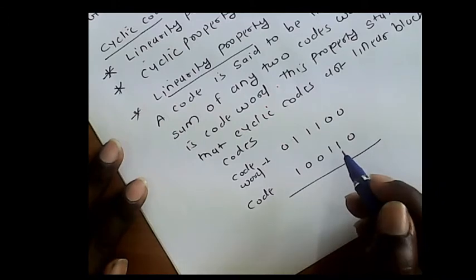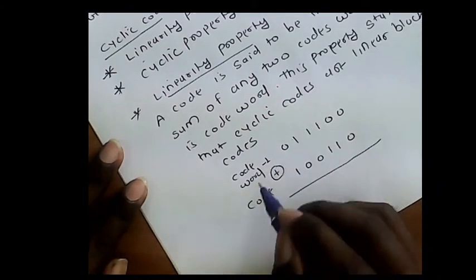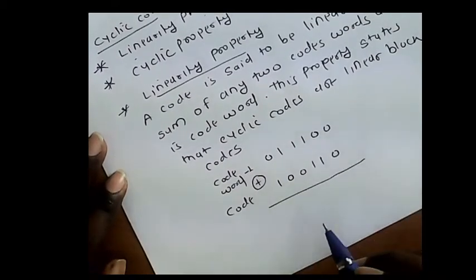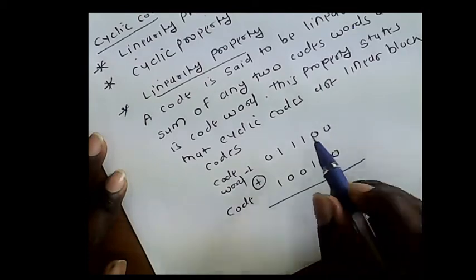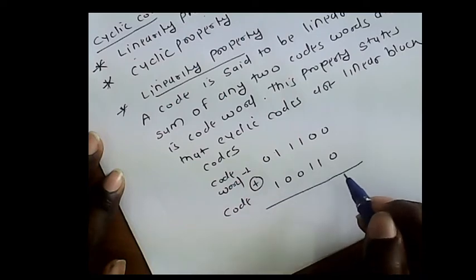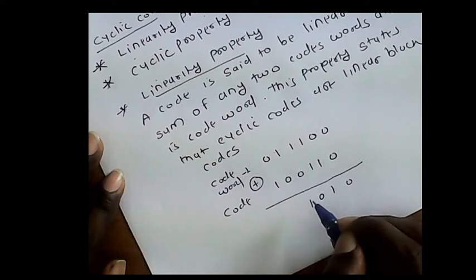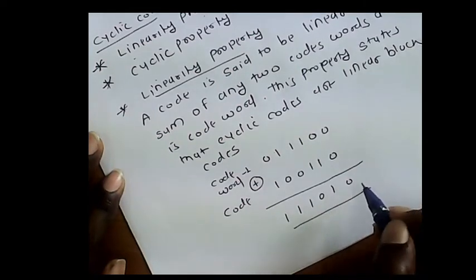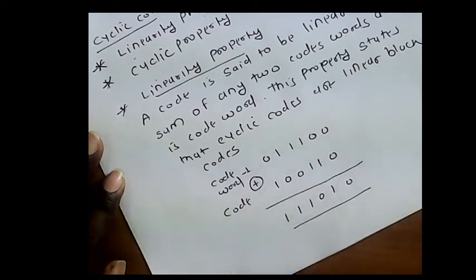If we perform the addition between the two code words by arithmetic modulo 2 operation, that means XOR, it produces a third code word, which satisfies the linearity property. So we get 0, 0, 1, 0, 1, 0. So this is also a valid code word. So the code which satisfies this property is called a cyclic code.